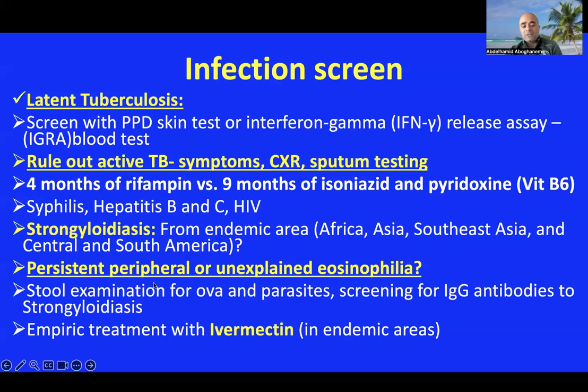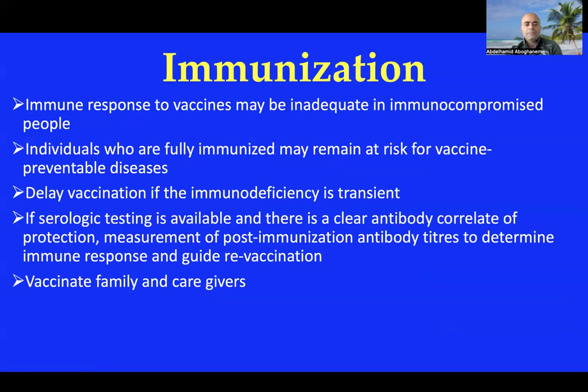If you see persistent, unexplained peripheral eosinophilia, put in your mind to send a stool examination and blood tests for strongyloides plus schistosomiasis to rule out these two parasites.